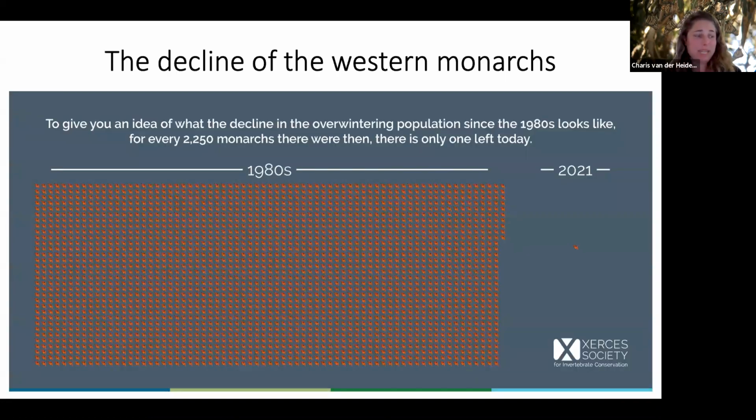So this means that we are left with 0.01% of the population estimated in the 1980s. And the Xerces Society created this graphic just to illustrate just how drastic this crash is. So next slide.